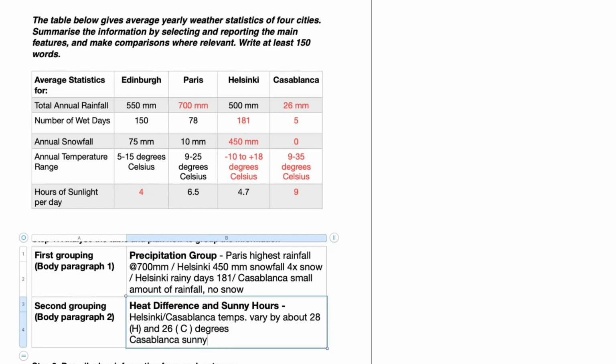So I'll talk about Casablanca's sunny hours at 9 because that is the highest of all of the cities. And I do also want to talk about Edinburgh because they only have 4 hours, so it is the lowest. I'll probably add something in here about Paris just to include it a little bit and also perhaps talk about the difference between Casablanca and Paris when I write my essay here, so I'll just include a note for myself.